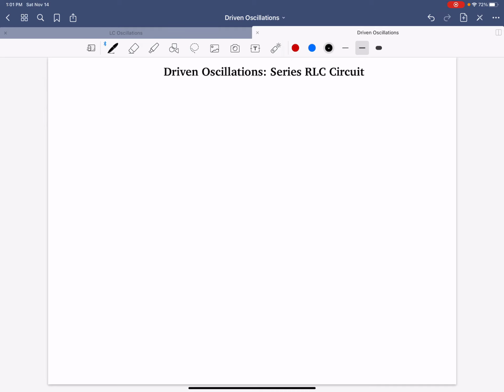We are finally at the culmination for a driven oscillation circuit. This time we're going to put all three, resistor, inductor, and capacitor, in series with an AC battery. So again, it looks like this, a very simple circuit with an RLC. The order of these doesn't necessarily matter, but I'm just drawing them in order.